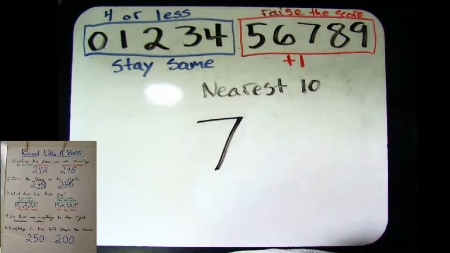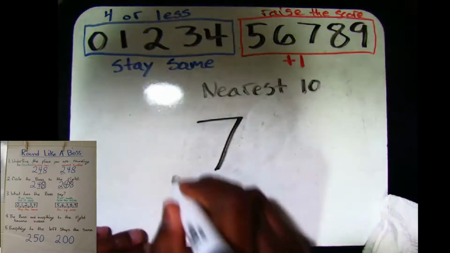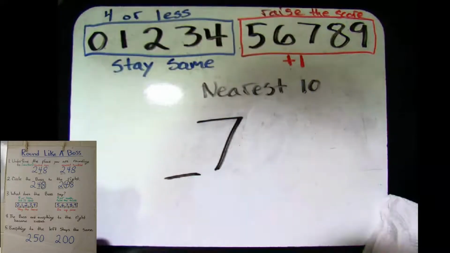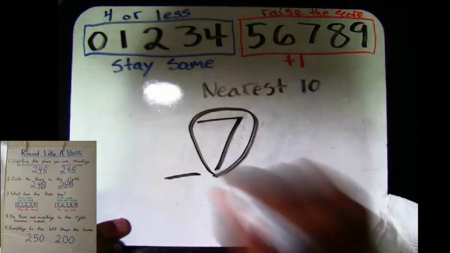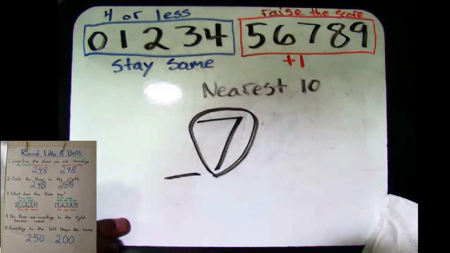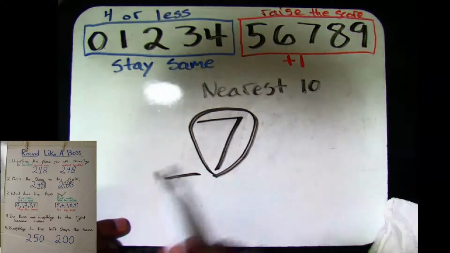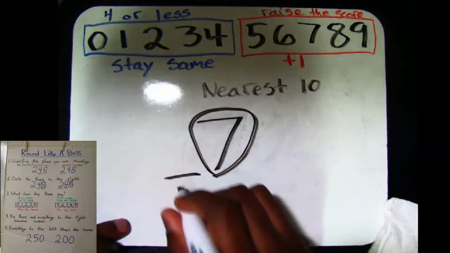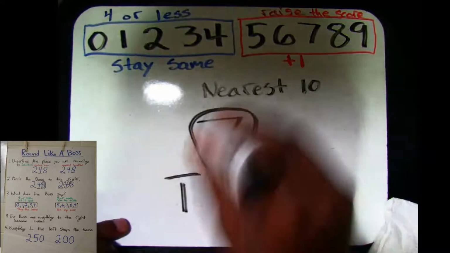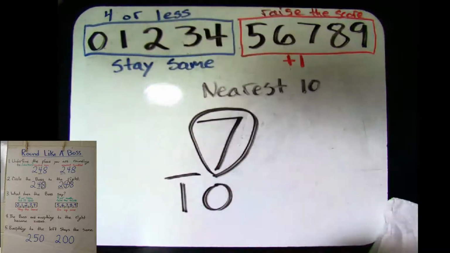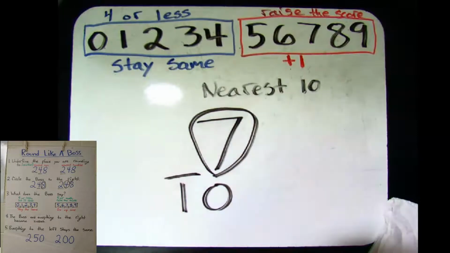7 is a single digit number. So what is in the tens place? Nothing. Who is the boss of nothing? The 7. What is the 7 going to tell the nothing to do? Raise the score. So that 7 is going to tell that nothing to go up 1. So now that nothing, which is a 0, is now going to become a 1. The boss is going to become a 0. So 7 is going to round to 10.